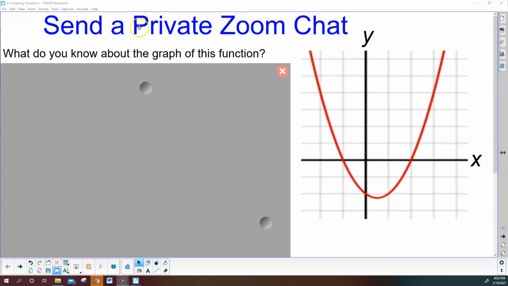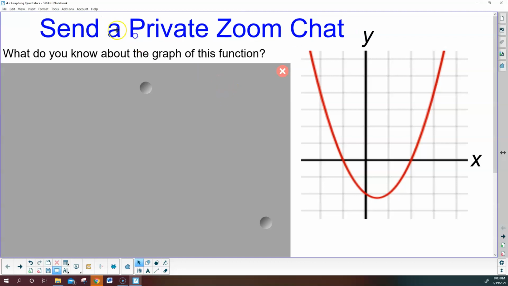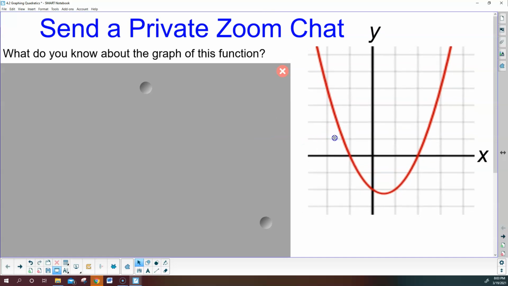Good morning, students. What I'd like you to do is, obviously you're not going to send me a private chat here, but I want you to just pause the video and look at this graph and think about what you know about it already. We're digging into your prior knowledge here. So press pause, think about everything you know about this graph, and then unpause it when you're ready.